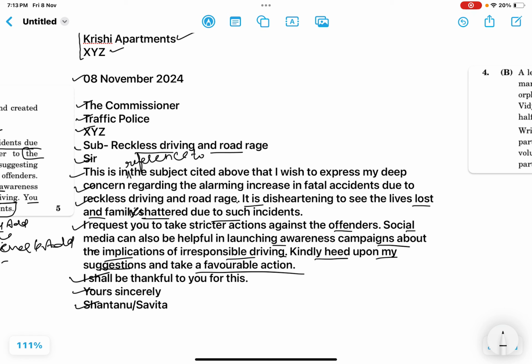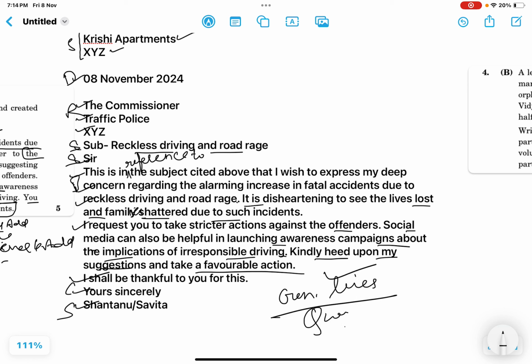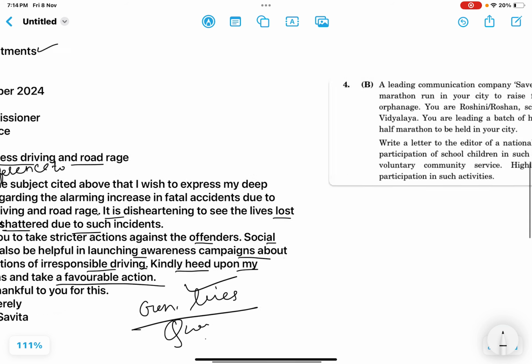So you can see I have covered the format, right? This is S, D, R, S, S, then B and C and S. And in B, in the body of the letter, I have used the general lines as well as some sentences from the question as well. So in this way, you are to write down the letter.